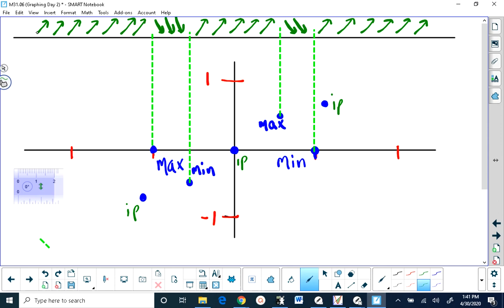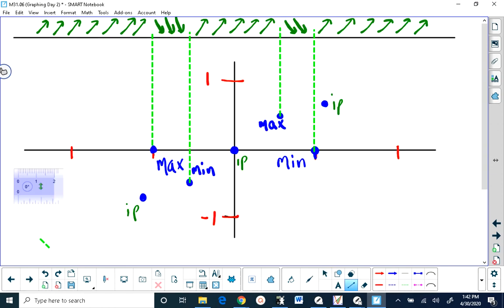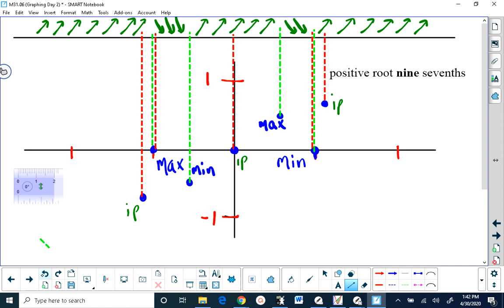If I were to do the same kind of thing with my second derivative, I had a boatload of critical points for the second derivative. I had negative root 9/7, negative 1, 0, 1, positive root 9/7. So I'm going to mark off those. Negative root 9/7, negative 1, 0, positive root 5/7, and positive 1. And those red lines are telling me where things might have changed when I looked at my second derivative.